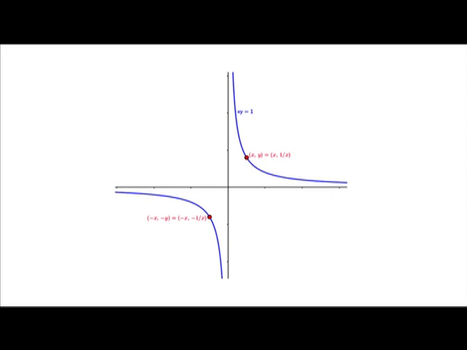For example, the hyperbola xy equal to 1 is symmetric about the origin, as when both x and y are replaced by minus x and minus y respectively, we get minus x into minus y equal to 1, that is xy is equal to 1, the same equation.